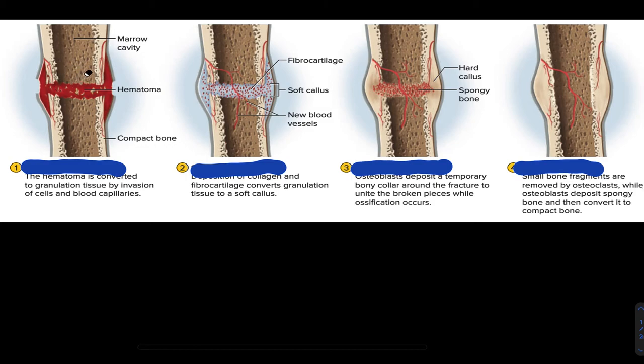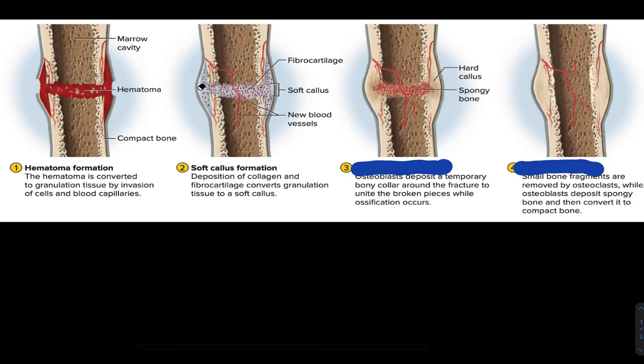Now the very first response your body will have is hematoma formation. This is when the hematoma is converted to granulation tissue by invasion of cells and blood capillaries. So your body's very first response to this fracture is a lot of swelling. You can see here this periosteum is now swelled up, and there will be a lot of blood and a lot of hematoma here.